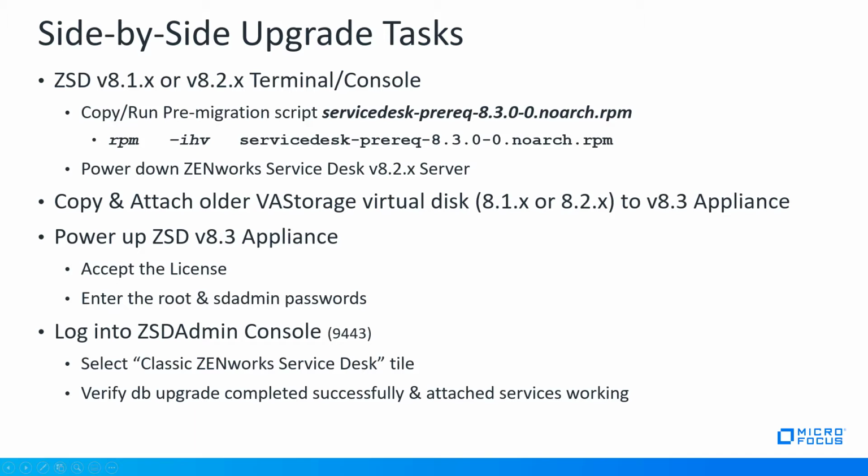Power down the ZENworks Service Desk 8.2 or 8.1 server, copy the attached older VA storage disk 8.1 or 8.2 to the 8.3 appliance, then power up the ZSD 8.3 appliance. It will now assume or inherit the identity of your older system. You'll accept the license. You'll enter the root and SD admin passwords. And once it's complete, it'll tell you on your console that you can go to port 9443. Go ahead and do that.